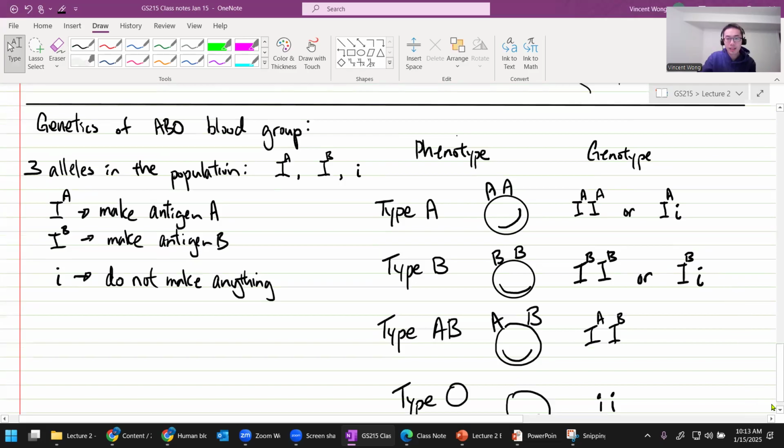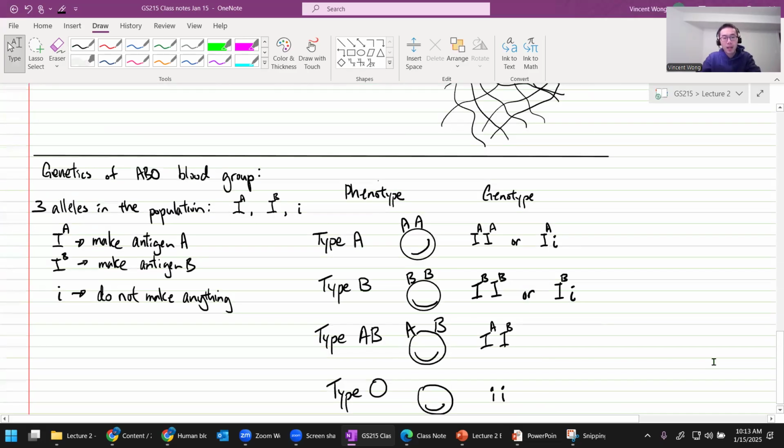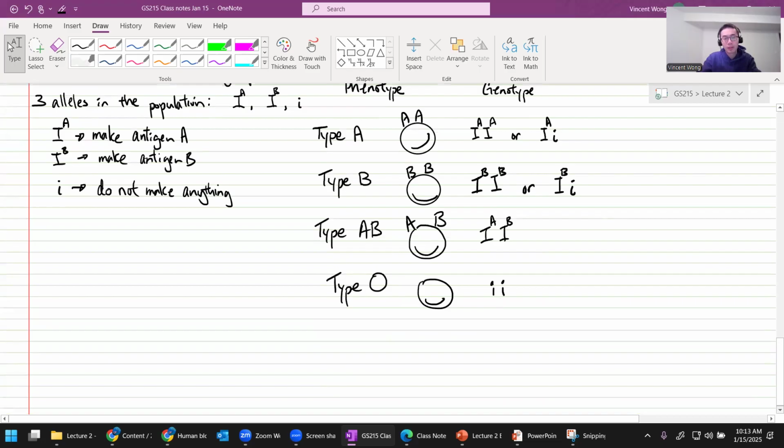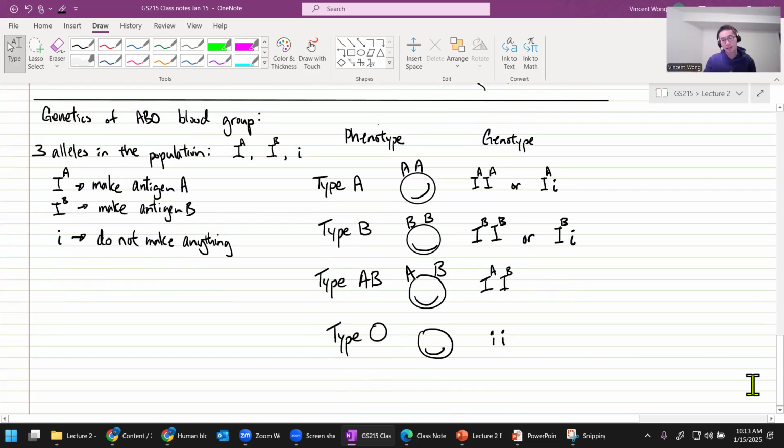So the ABO blood group, and we're not talking about the positive or negative yet. That's next class. For the ABO blood group, there are three alleles, six genotypes, one, two, three, four, five, six, and four phenotypes. Okay. Genotypes, six combinations, six types. Phenotypes, four types for the ABO blood group.